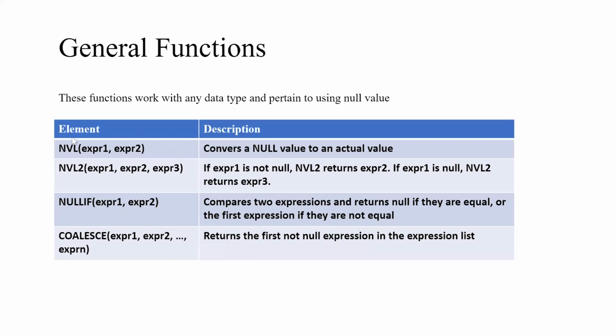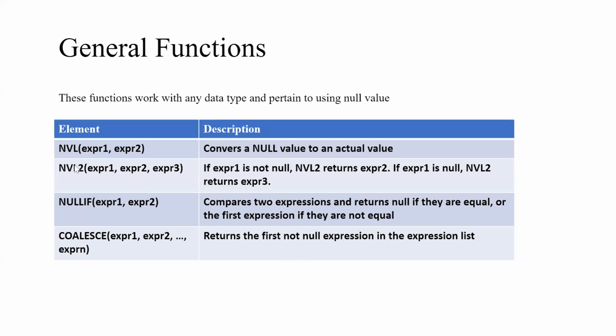The first function is NVL, and NVL can take two arguments. It will convert a null value to an actual value. What it will do is it will first see expression 1. If expression 1 is not null, then it will give that. Otherwise, it will give the second expression, expression 2. Understood? So if expression 1 is not null, it will print expression 1, or else it will print expression 2.